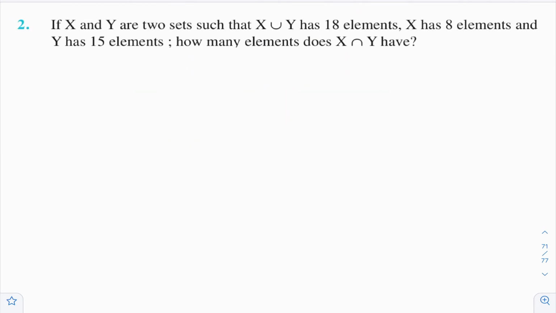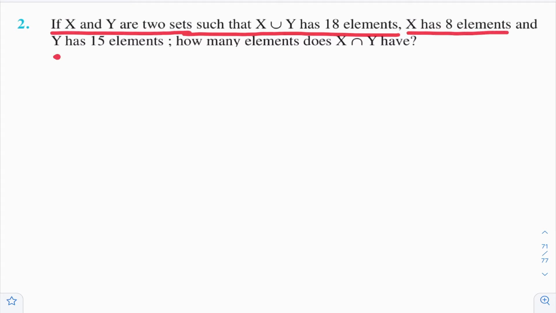You observe here also, if X and Y are two sets such that X union Y has 18 elements, X has 8 elements, Y has 15 elements, how many elements does X intersection Y have? This problem is also similar to the last problem, but the data is given in a little different way. X union Y has 18 elements, they gave. It means what I can write?